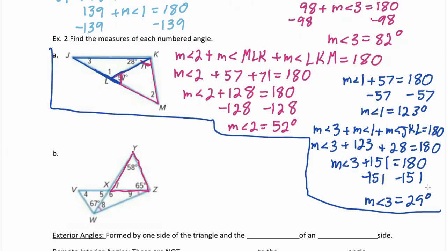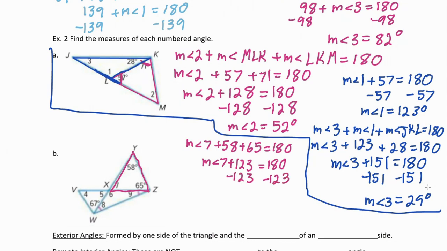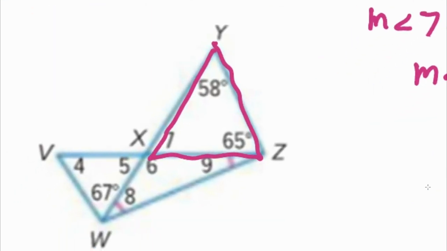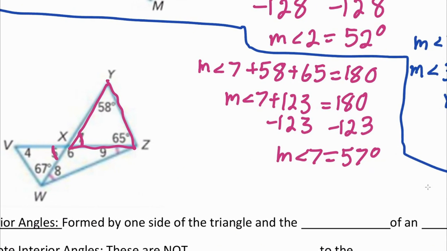And I know that that triangle is going to add to 180 degrees. So I know that the measure of angle 7 plus 58 plus 65 is going to equal 180. So that gives me that the measure of angle 7 plus 123 is going to equal 180. I'll subtract 123 from both sides. And so that gives me that the measure of angle 7 is equal to 57 degrees. Okay. Now, we see that angle 7 and angle 5 are vertical angles. So because of that, I can also find the measure of angle 5. So this tells me that the measure of angle 5 would also be 57 degrees.